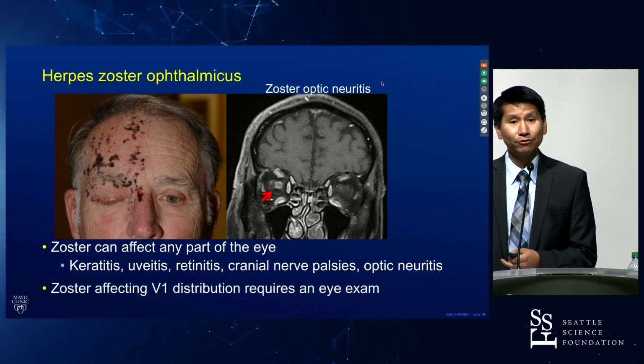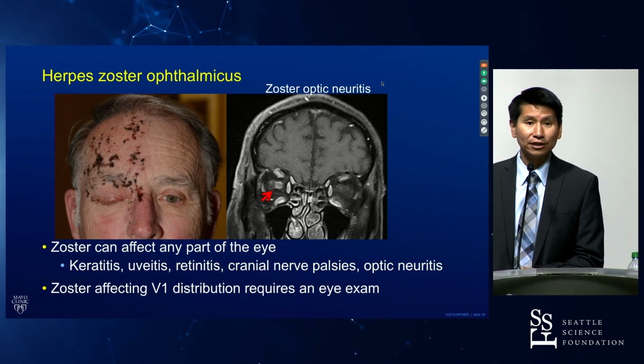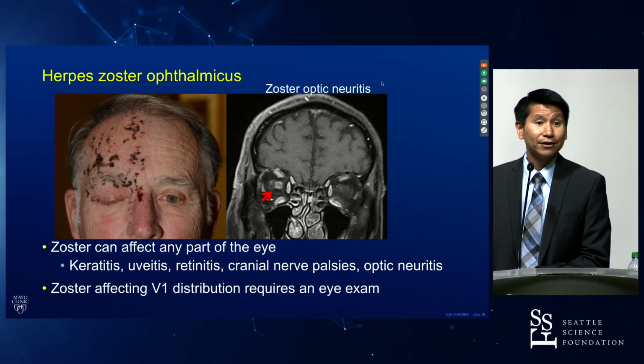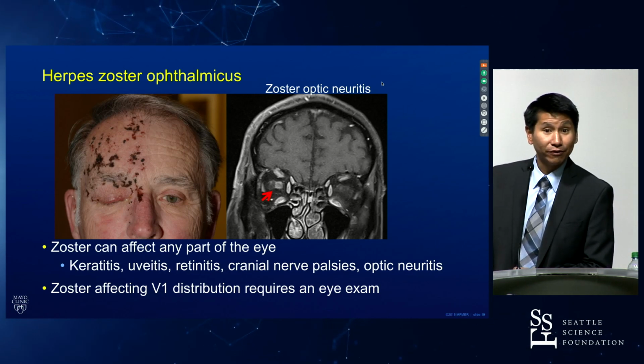And so any patient with a zoster rash in the V1 distribution really needs an eye exam, because it really changes our management in terms of how we can treat the ocular manifestations. And of course, it can affect any part of the brain as well.